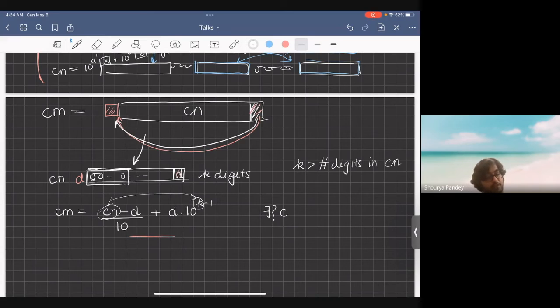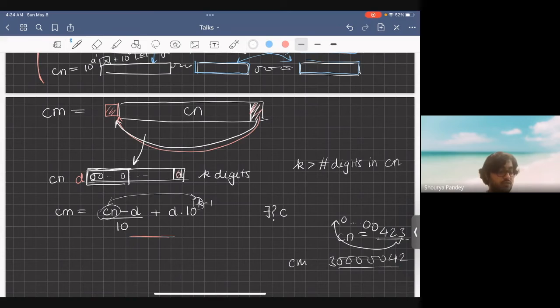For example, if my Cn is equal to something like 423, it's not a problem if I make Cn to be something like this. Of course, this may not work, but it's fine to take leading zeros here. That's what I'm trying to say. So we could take leading zeros and then transfer the C here. And so our K is not just 3, right? Here my K is 8 actually. So we could always do that. So K is at least greater than the number of digits in Cn.